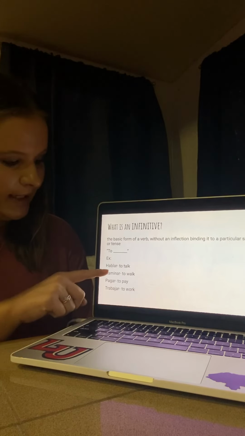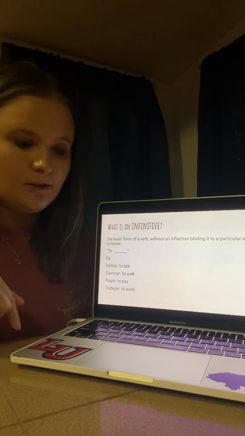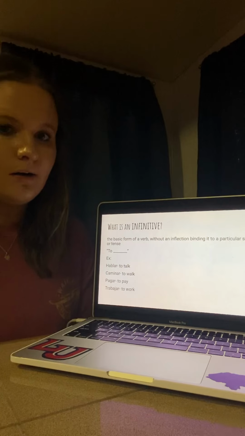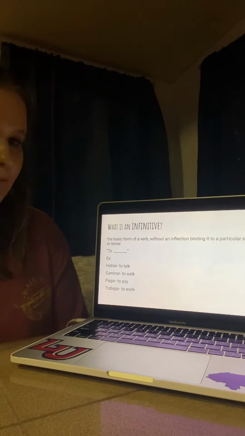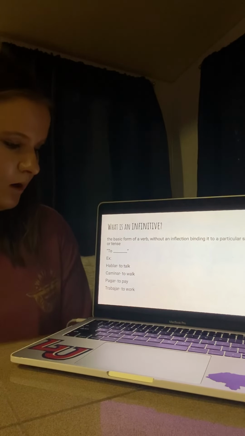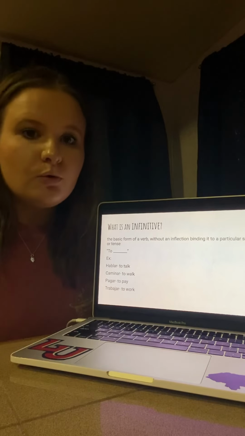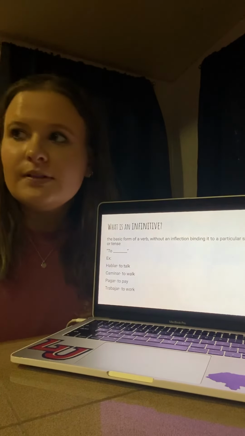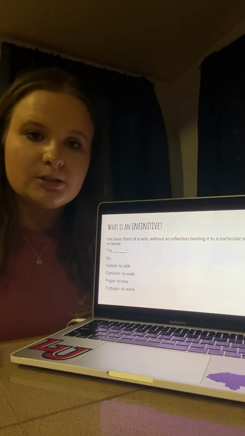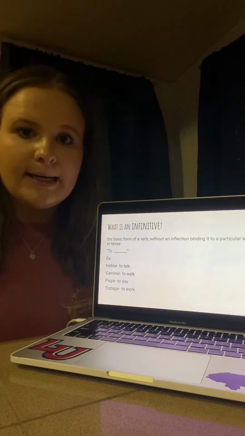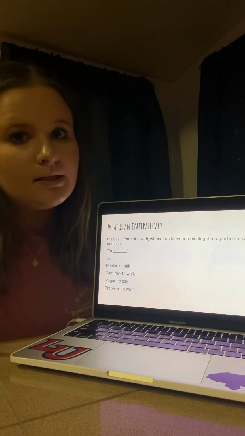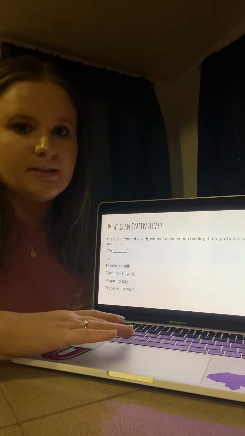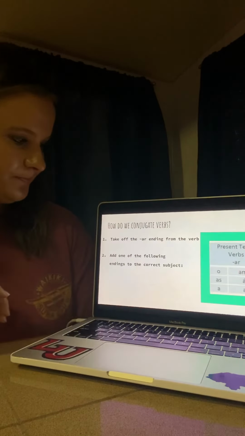So hablar means to talk. We have caminar, which is to walk. Pagar, to pay. And then trabajar, to work. As you can see, none of these have subjects. It's just the most basic form, no inflection binding it to any subject. It's just the simplest form of a verb.